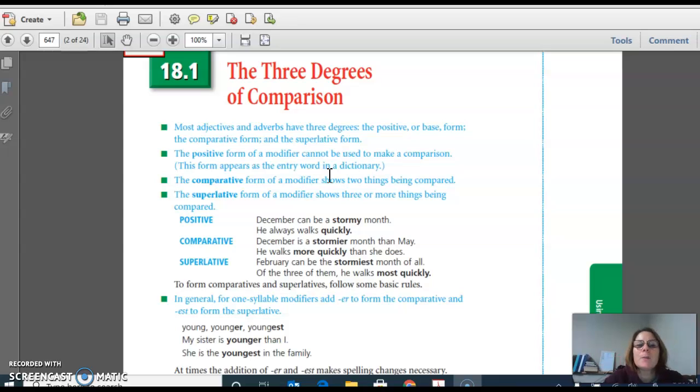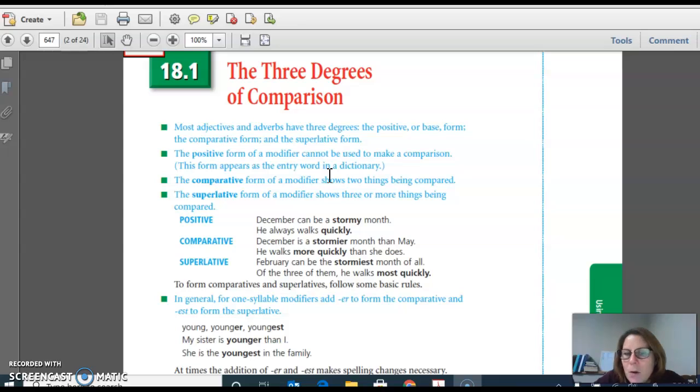The positive or base form of the modifier cannot be used to make a comparison. This is the sort of form that would appear in the dictionary. So if we're taking the word stormy, the positive form: December can be a stormy month. It's just what it is, right? Then the comparative is when you have 2 things, right? So December is a stormier month than May. That's when you have 2 things that you're comparing and you're using this adjective to qualify it.